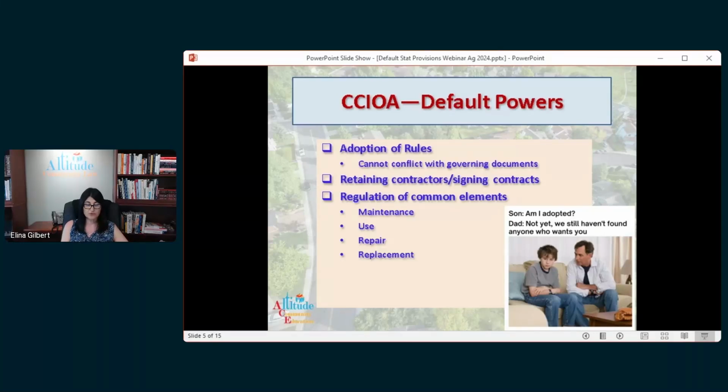Repair and replacement. We as the board get to decide whether something needs to be repaired, how it gets repaired, when it gets repaired, who repairs it. Same thing with replacement. These are all statutory rights of the board. And again, unless you have documents that say something different than that, you are golden.